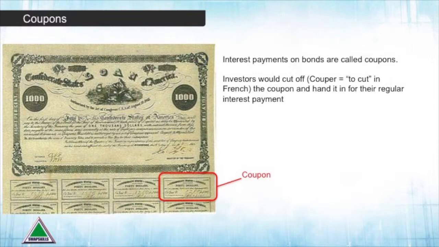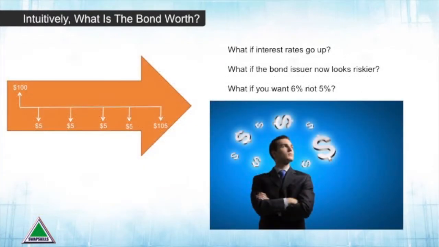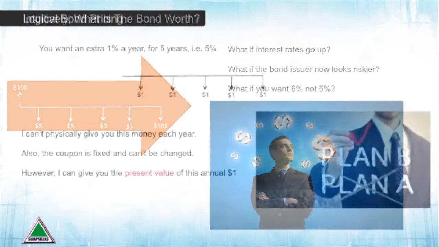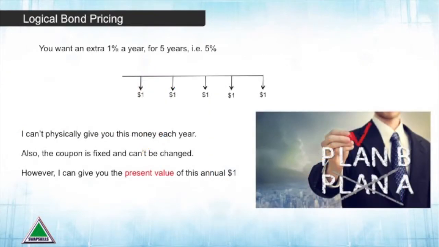So why do bond prices go up and down then? Imagine you have a bond that pays you 5% a year. Now, a second after you buy it, you realise you should be getting 6% a year instead. Maybe interest rates have risen and other bonds with a similar risk profile are offering 6% now. Or maybe you realise that the issuer's no longer the credit risk you thought he was and you want a higher return. Either way, you want an extra 1% a year for the next 5 years.